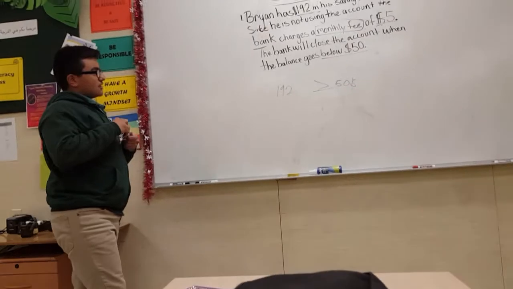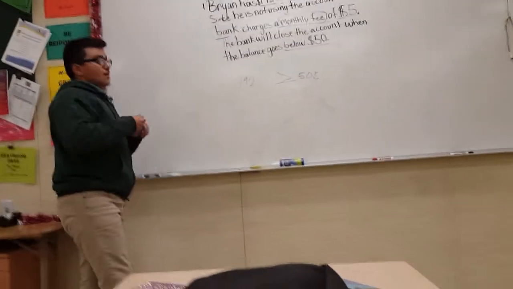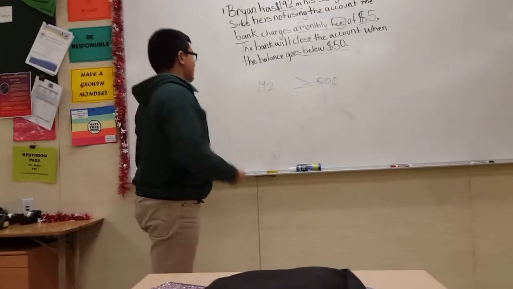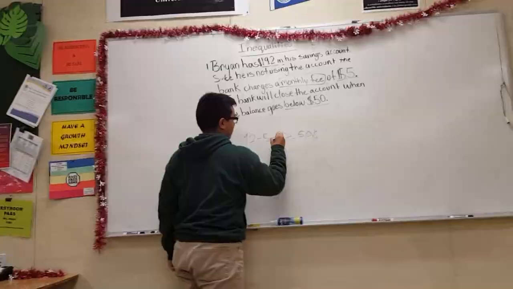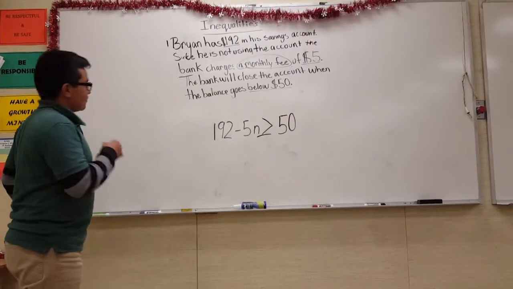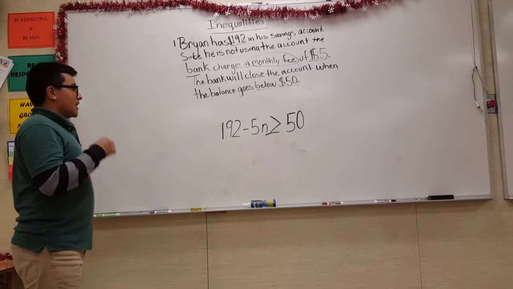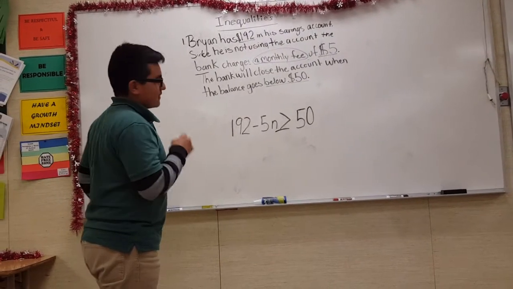And we know that he's charged a monthly fee, which would be subtracting. So a monthly fee of $5. Okay, so our final inequality for this equation is 192 minus 5 times n is greater than or equal to $50.